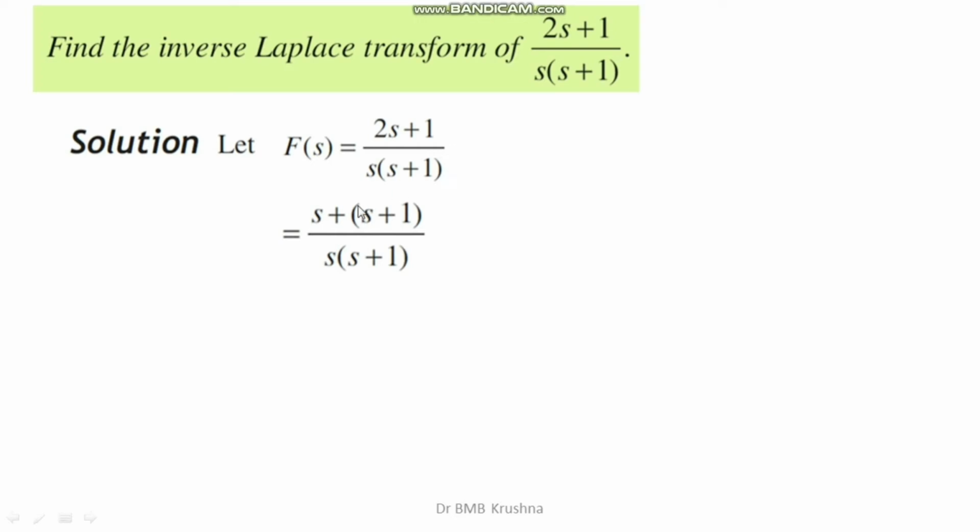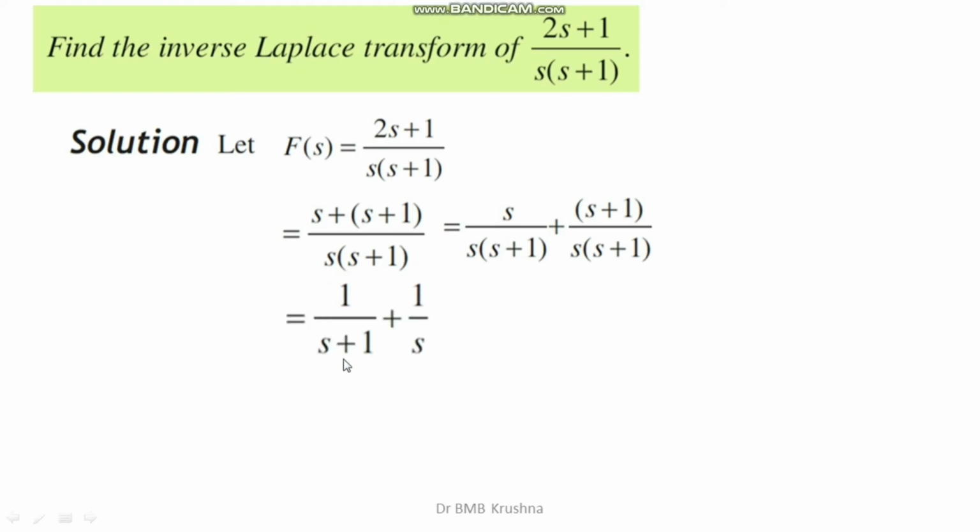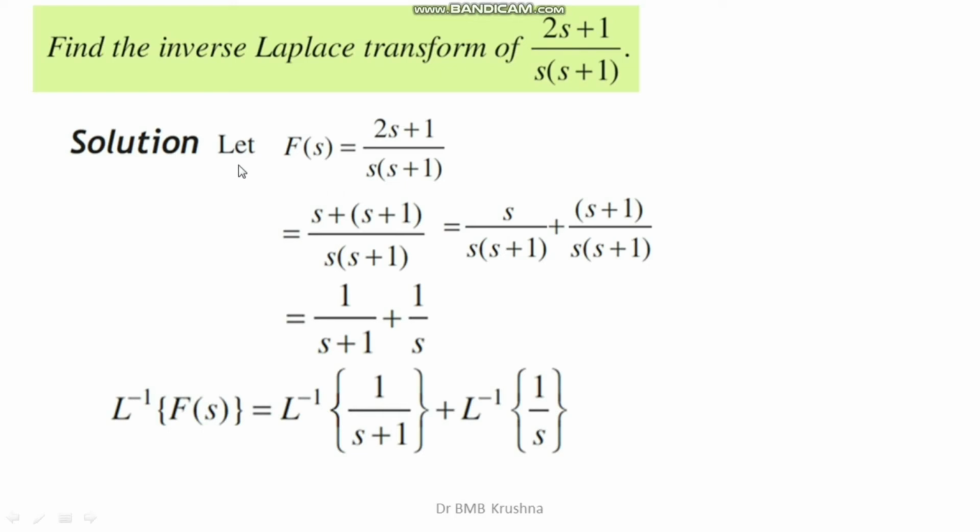First of all, you have a 2s, that 2s can be rewritten as s plus s, and the last two terms grouping as a single term. Now we have s by s into s plus 1 plus s plus 1 by s into s plus 1. Now this s cancelled, you have 1 by s plus 1 plus, now s plus 1 cancelled, we have 1 by s.